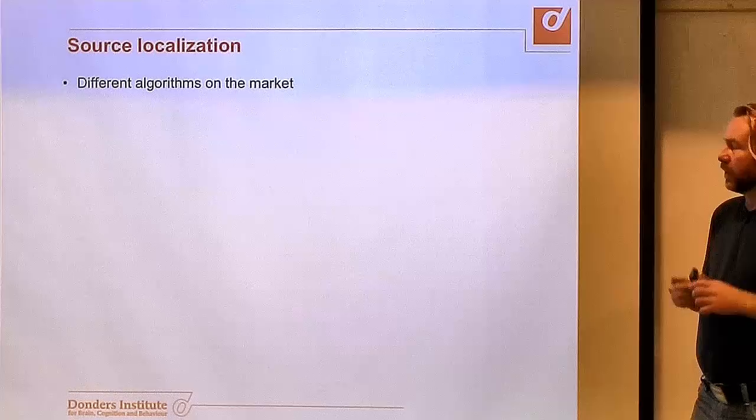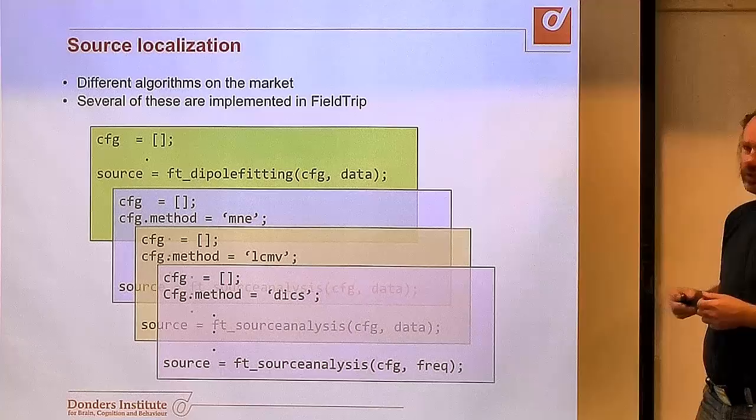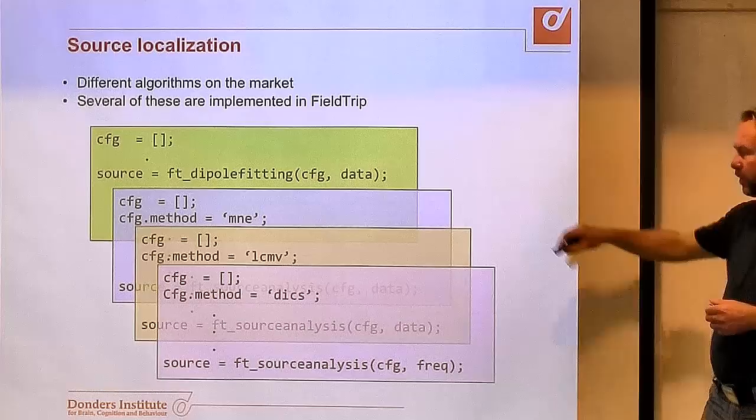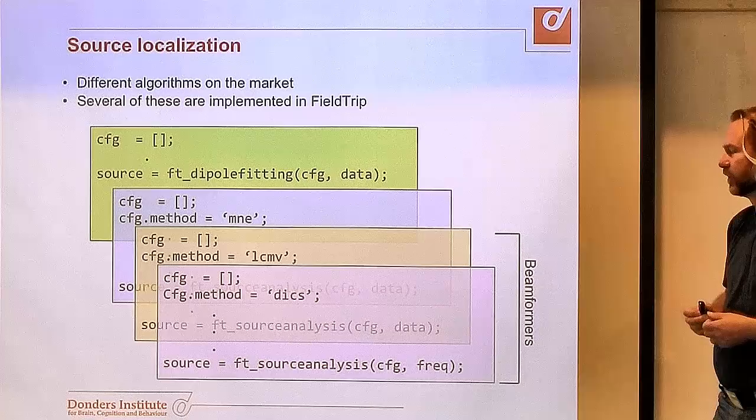There are different algorithms on the market. Several of these are implemented in FieldTrip. You implement them using either dipole fitting or source analysis with method MNE for distributed source models, LCMV for time domain beamforming, or DICS for frequency domain beamforming. So that's how you call the functions. Both of the latter are beamforming techniques. We have some other variants as well, but these are the ones you should care about most.